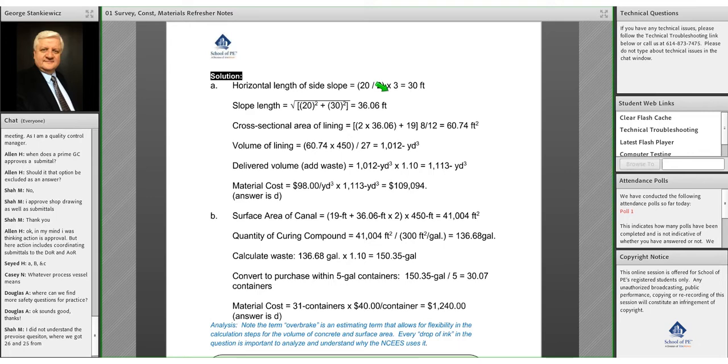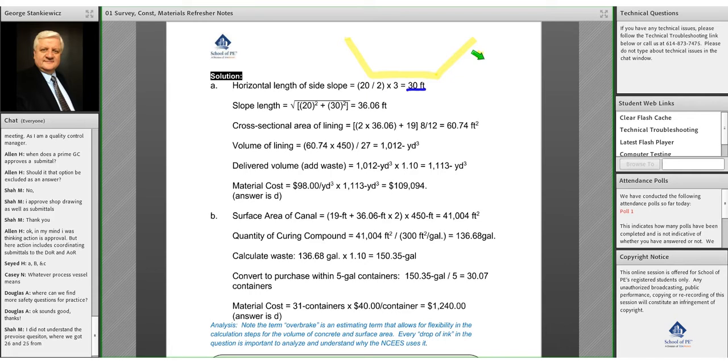So we have the horizontal length of the side slope is 30 feet. Well, what does that mean? Well, we have to find the geometry of the shape, similar to what I just did on the previous page, right? The yellow is what we're looking for. And so if we go down, okay, that's where we have that H to V, right? So we're multiplying this.